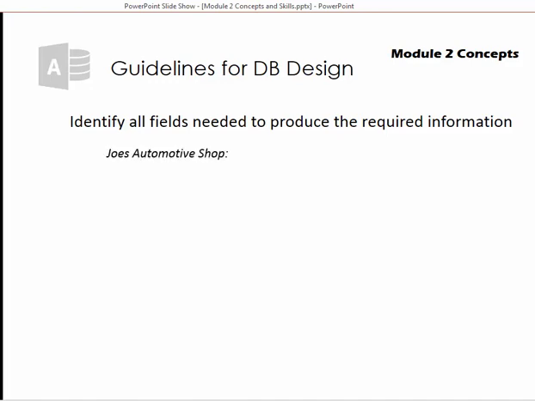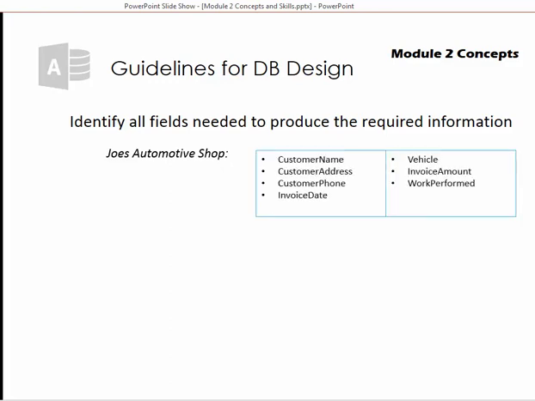For example, we need to design a very simple database for Joe's automotive shop. After looking over his current records and the way his shop does business, we have identified 7 fields we need to use in creating the database: customer name, customer address, customer phone, invoice date, invoice amount, and vehicle.